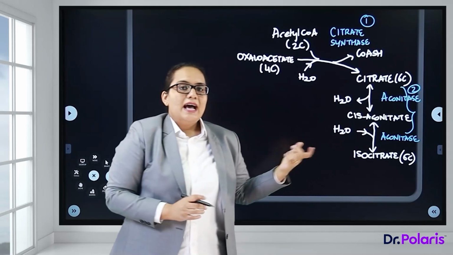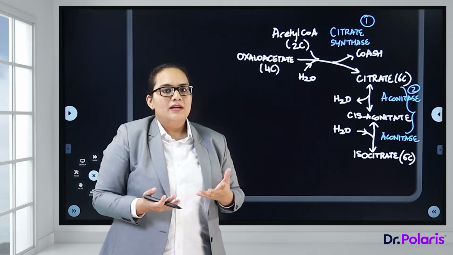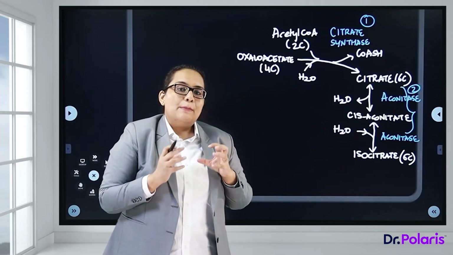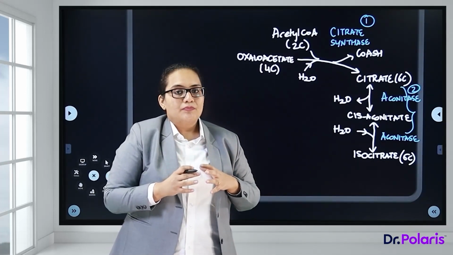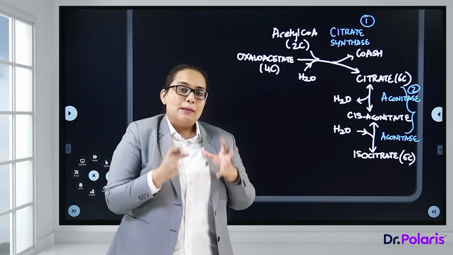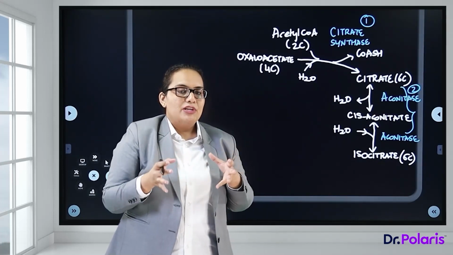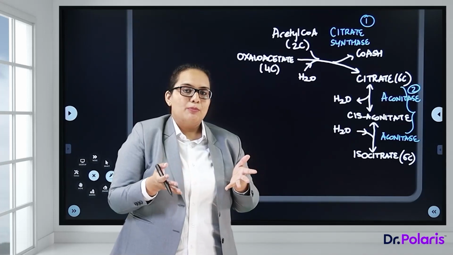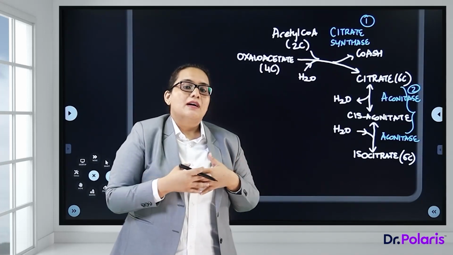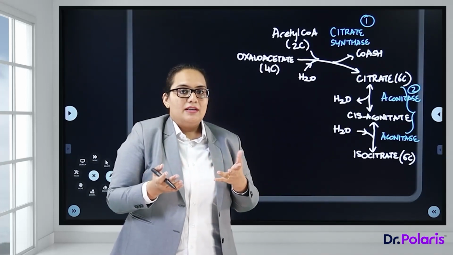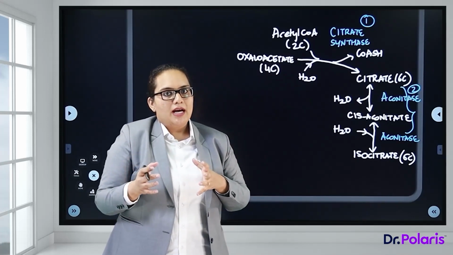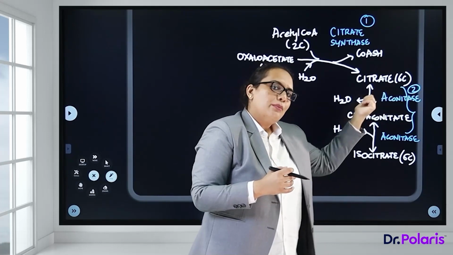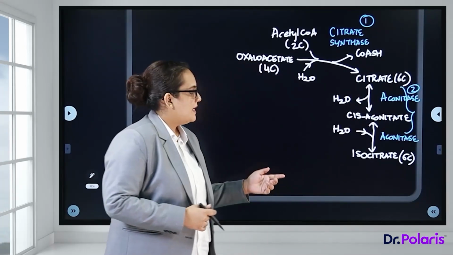Now, aconitase has more than just one function. Other than being an enzyme of the citric acid cycle, it plays a major role in protein regulation. It is said that it plays a major role in iron metabolism, especially where it regulates certain proteins involved in iron metabolism, such as transferrin receptors and ferritin. All these three proteins are involved in iron metabolism, and aconitase plays a major role in regulating those proteins. So let's move on to the pathway as such.